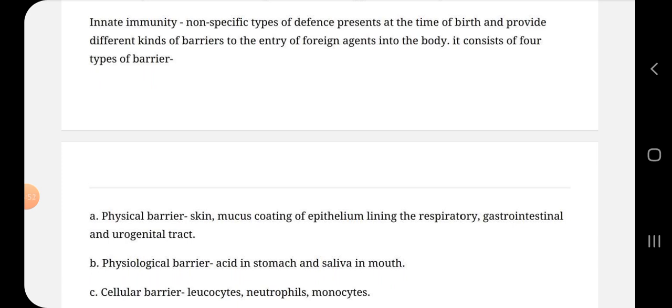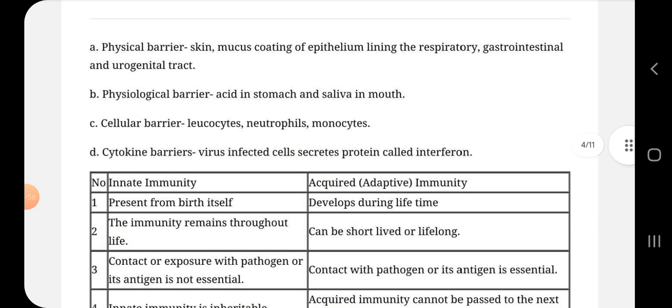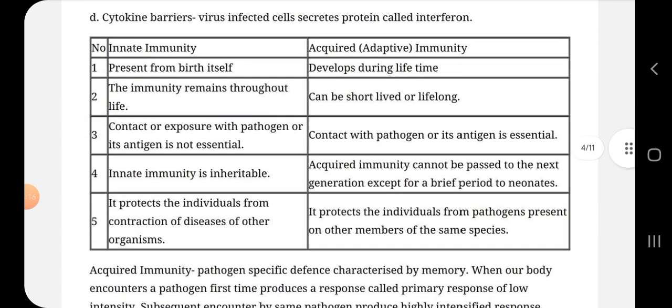It consists of four types of barriers: physical barriers, physiological barriers, cellular barriers and cytokine barriers. Physical barriers are the skin, mucus coating of the epithelial lining of the respiratory, gastrointestinal and urogenital tracts. Then physiological barriers, acid in stomach and saliva in mouth. Then the innate immunity and acquired immunity.